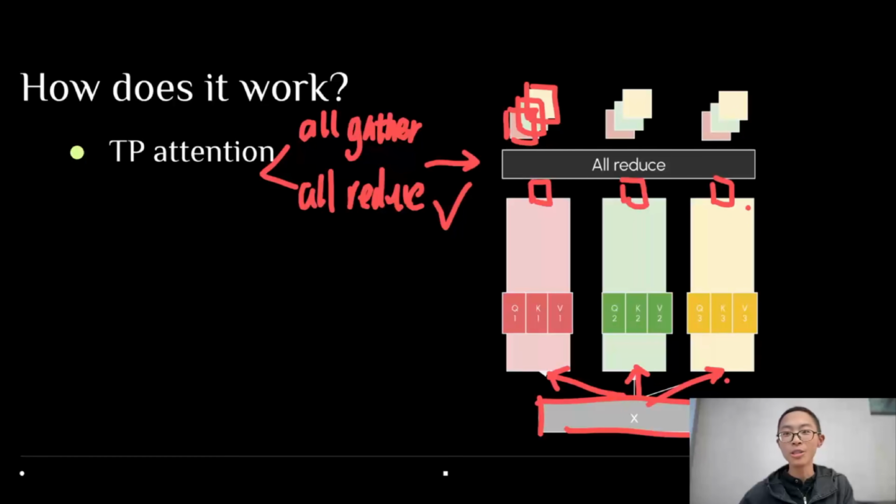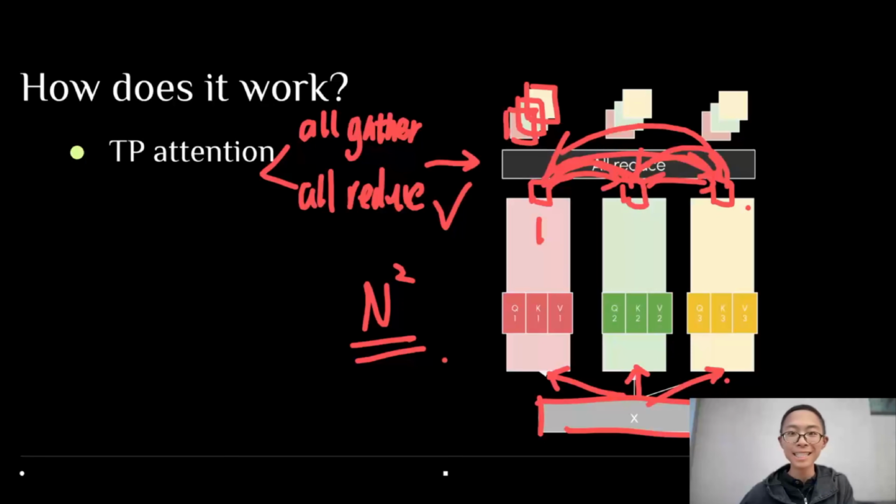And what does all-reduce mean? Is it 1 passing to 2, 2 passing to 3? No. It is head 1 passing to all of the other workers, head 2 to all the other workers, and head 3 to all the others. And that's why this all-reduce is n-squared communication, and that's why tensor parallelism needs this all-reduce communication.